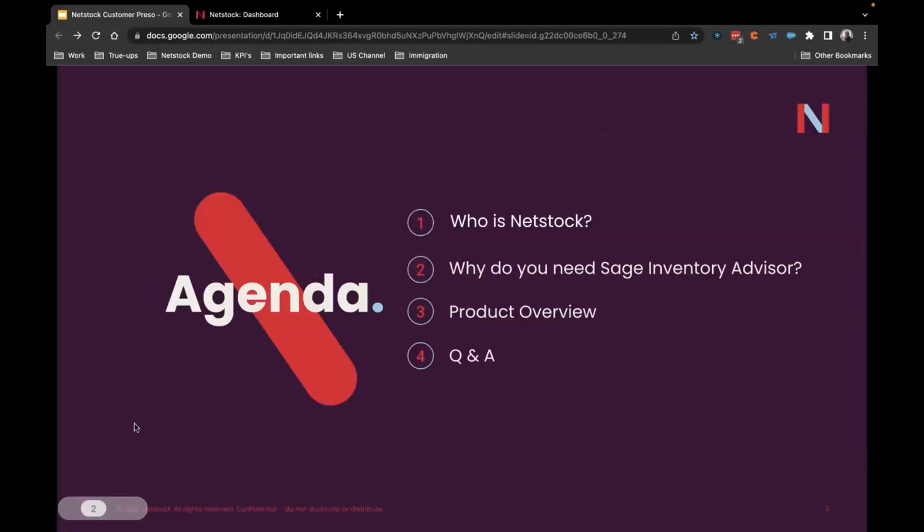All right, so the agenda that we're going to go through today, a little bit about Netstock and who we are. Why you would need Sage Inventory Advisor in your business with your Sage product. I'm going to spend time in the actual product, giving you an overview of what the product does, just a short walkthrough to give you an idea of how the data that we would get out of the ERP would flow through Netstock and give you the results that you require. And then we will go into Q&A.